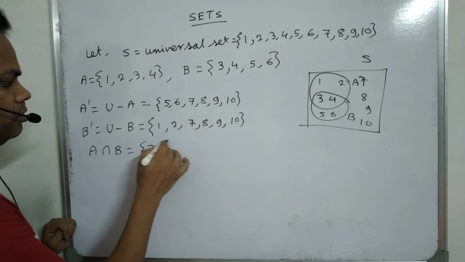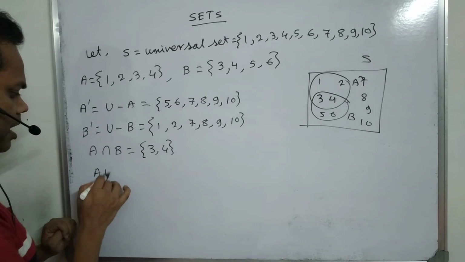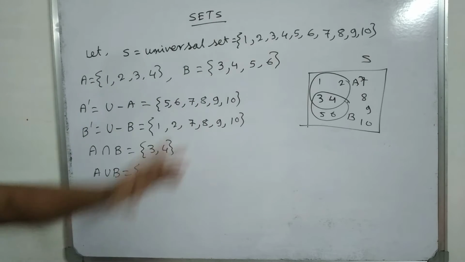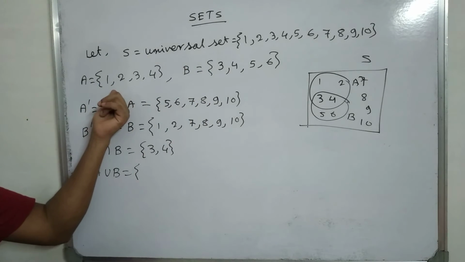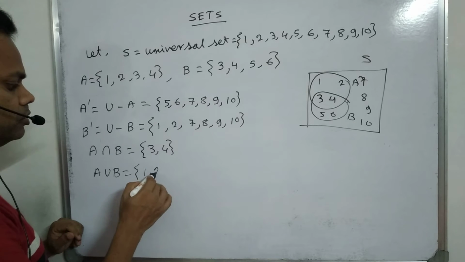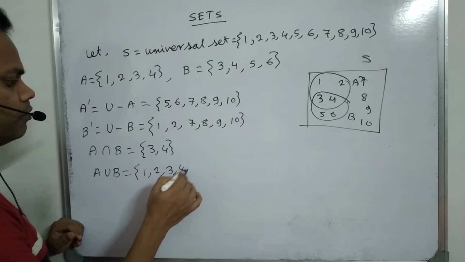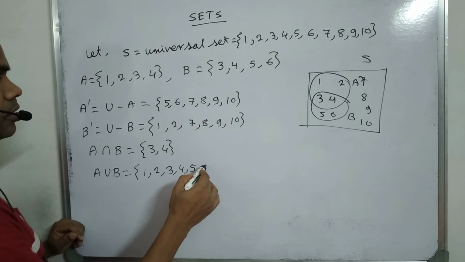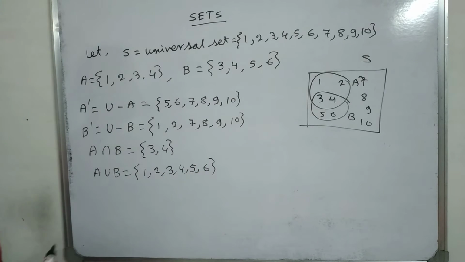So 3, 4. A union B is the common elements of A and B, and which elements lie in A or lie in B, both. That means 1, 2, 3, 4, 5, 6. This is A union B.